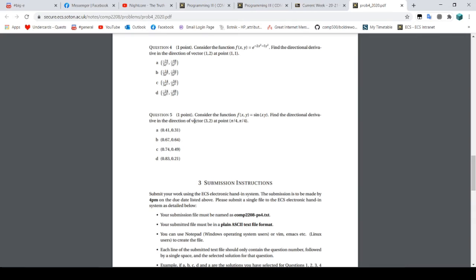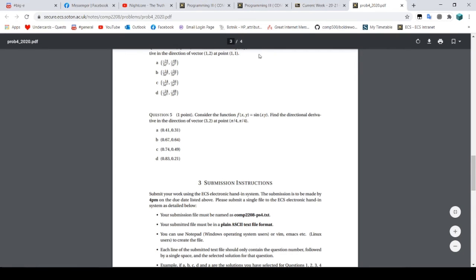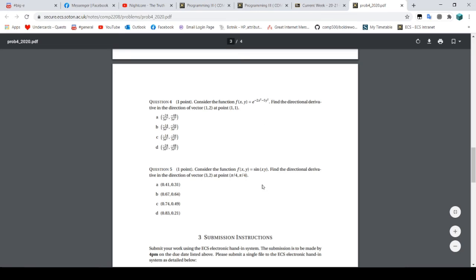Question 5 is the last one. Consider this other function. Find the directional derivative in the direction of... Oh, that's a silly point, not gonna lie, and it's an easy one to do. In fact, that's the one we did at the start, isn't it? This was only difficult because it's difficult to differentiate. So then what's this one?